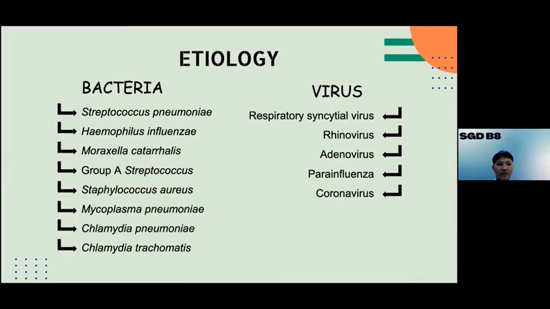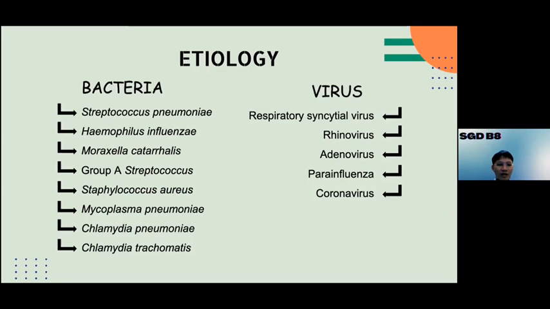Hello, my name is Rizky with last three digits 158. So the etiology of acute otitis media is an infectious disease caused by bacterial and viral infection. The most commonly found bacteria are Streptococcus pneumoniae, followed by Haemophilus influenzae, Moraxella catarrhalis, group A Streptococcus, and Staphylococcus aureus, and several other microorganisms which are rarely found are Mycoplasma pneumoniae, Chlamydia pneumoniae, and Chlamydia trachomatis.